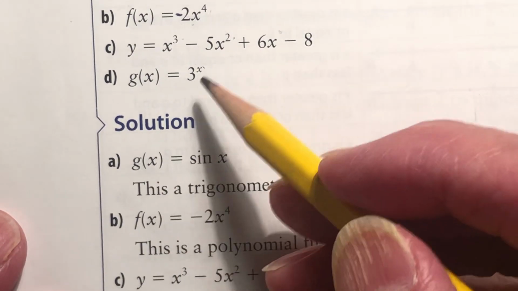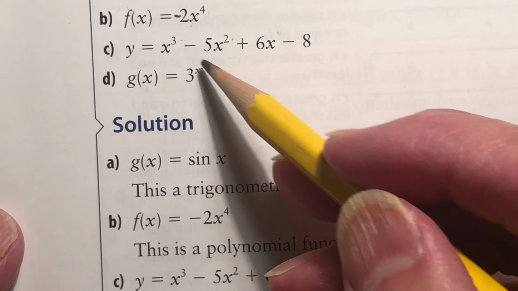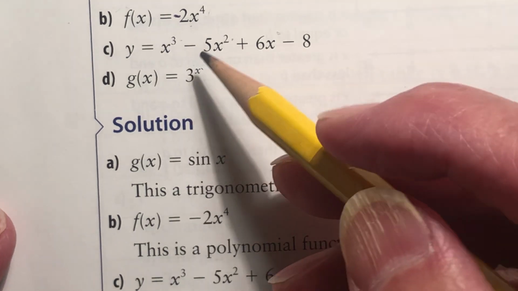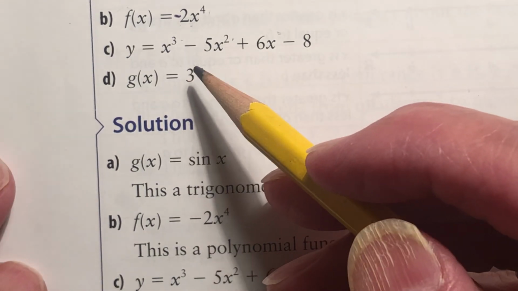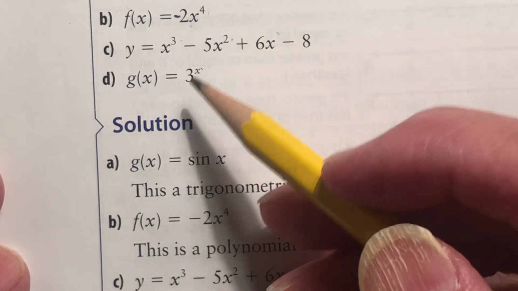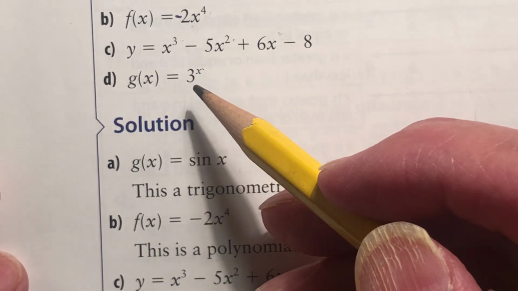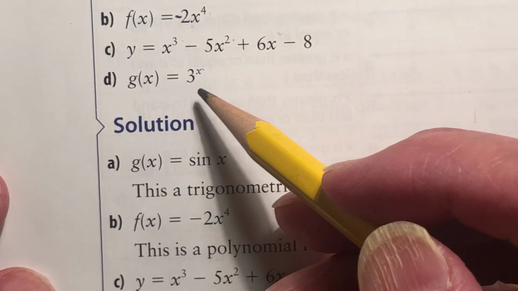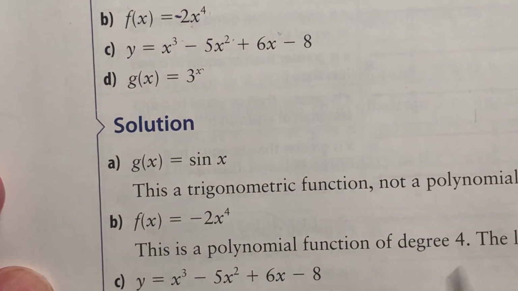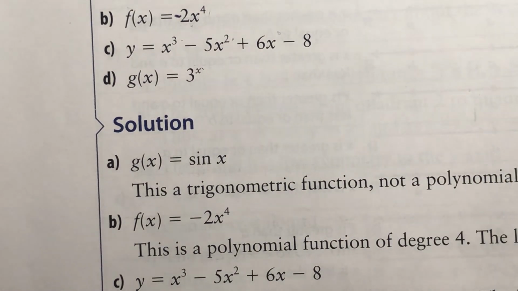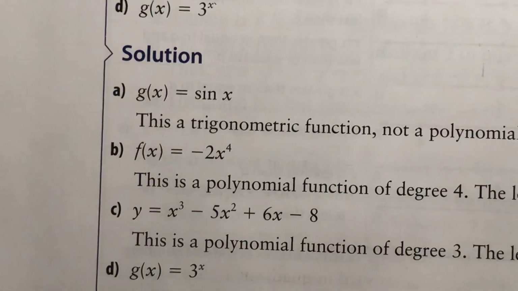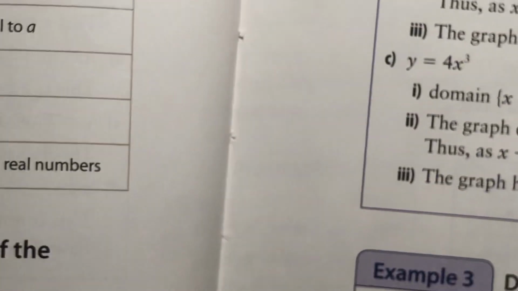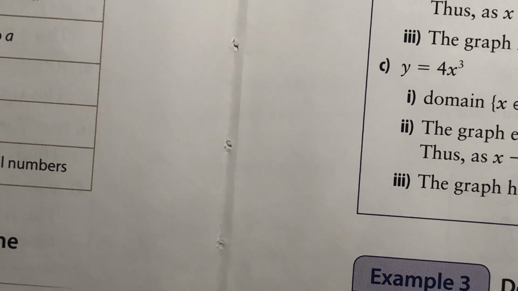Next, is this a polynomial function? No, it is not a polynomial function because it doesn't agree with the general form of the polynomial function. In fact, it is an exponential function. So that is this example. Okay, so let's go to the next.